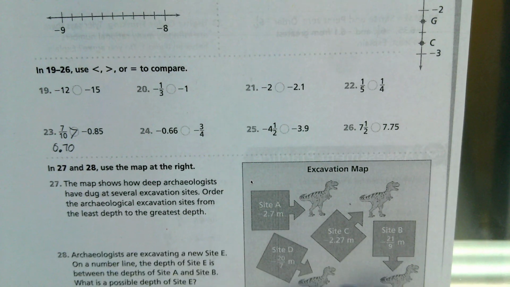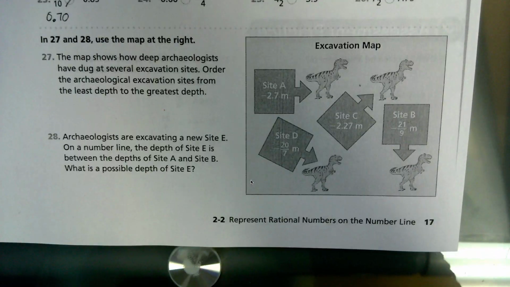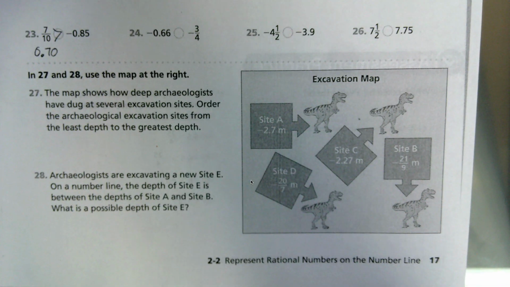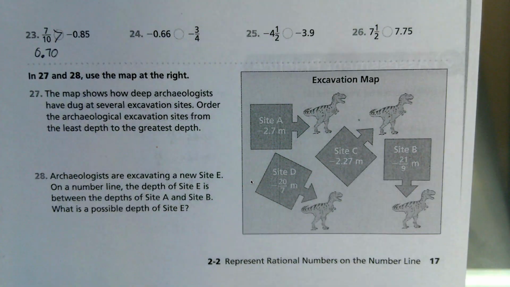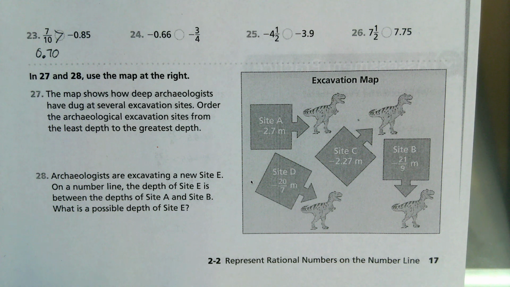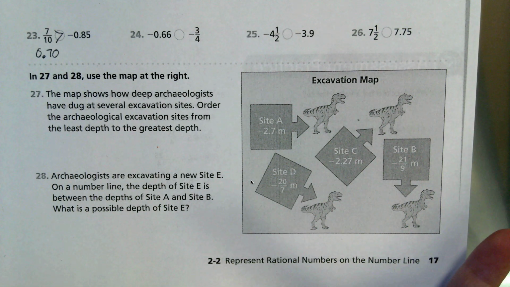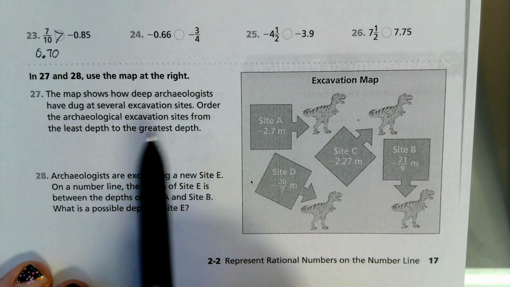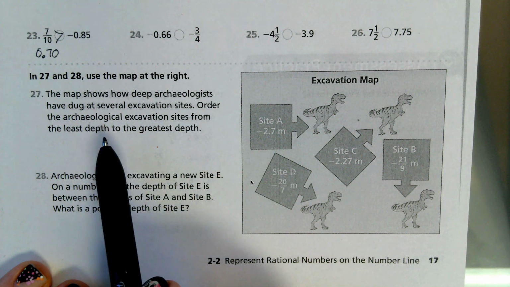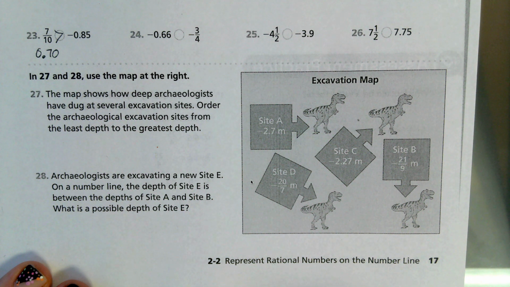Number 27, 28, these are some little word problems. They're not meant to scare you. They're meant to challenge you. Number 27. The map shows how deep archaeologists have dug at several excavation sites. Order the archaeological excavation sites from the least depth to the greatest, meaning the lowest to the highest.